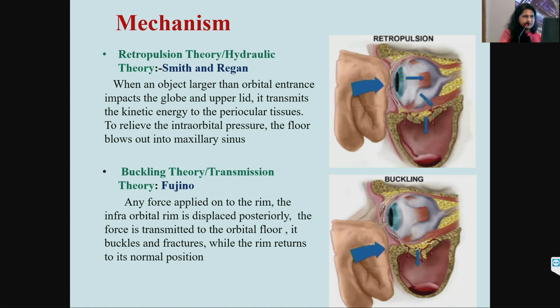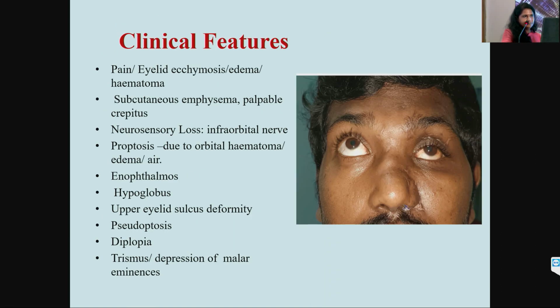Next is the buckling theory or transmission theory of Raghina. Here, any force applied to the rim will get transmitted along the floor of the orbit. The floor buckles and fractures, whereas the rim will return back to its normal position.